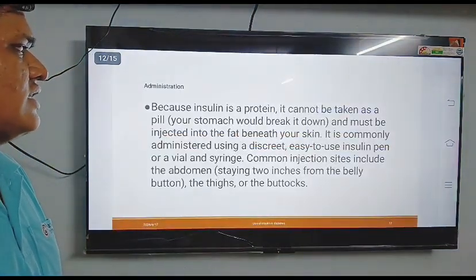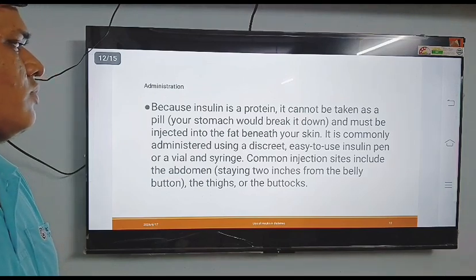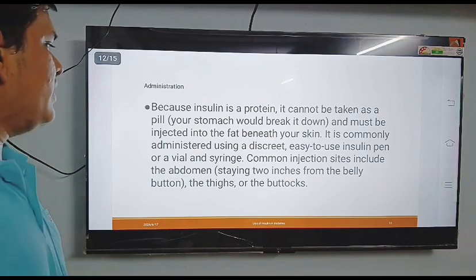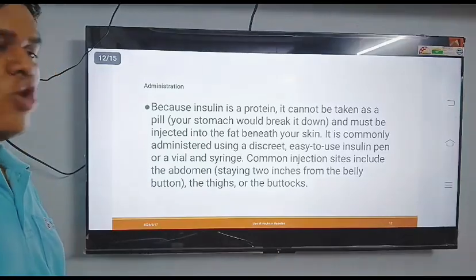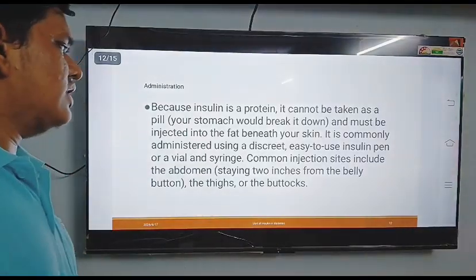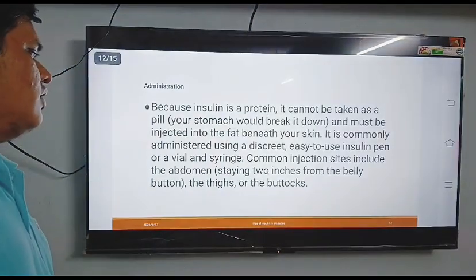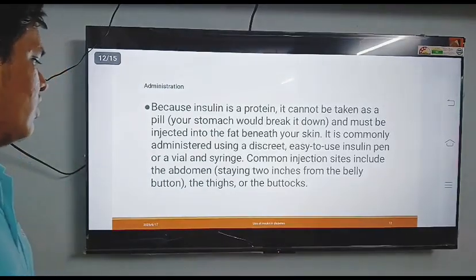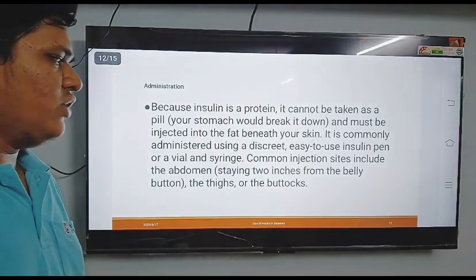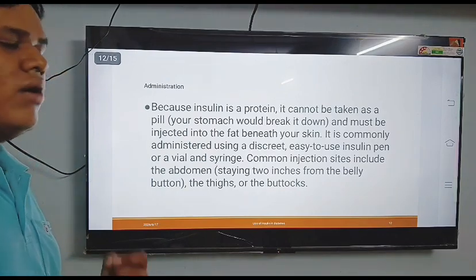Administration: because insulin is a protein, it cannot be taken as a pill. Your stomach would break it down, and it must be injected into the fat beneath your skin. It is commonly administered using a discreet, easy to use insulin pen or vial and syringe. Common injection sites include the abdomen, staying 2 inches from the belly button, the thighs or the buttocks.